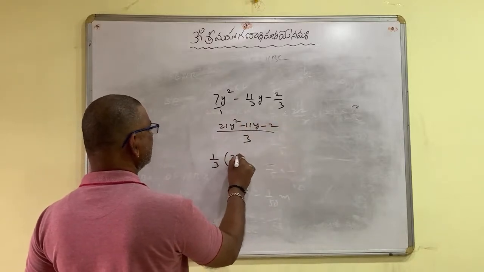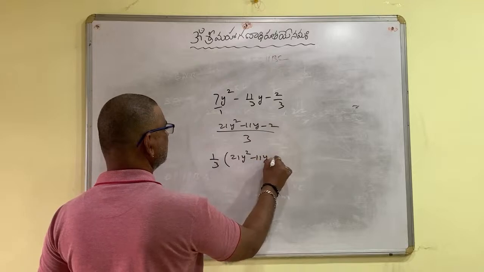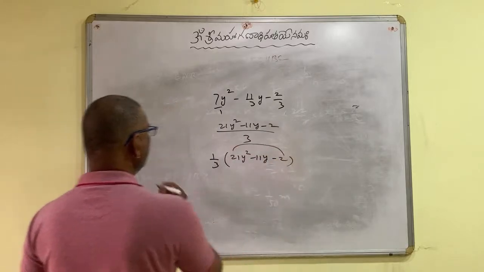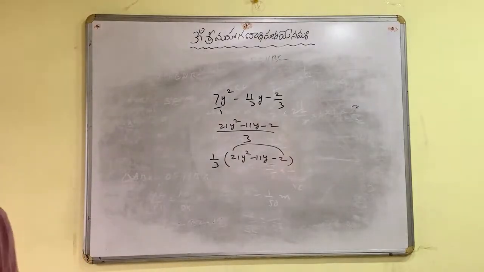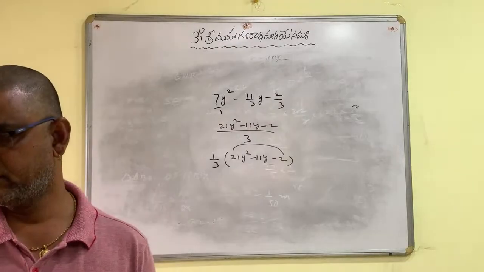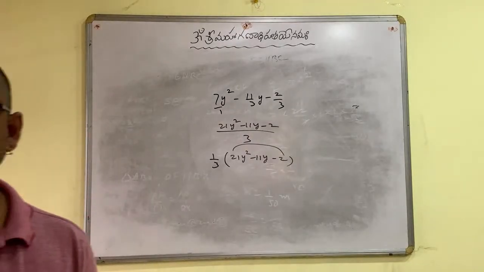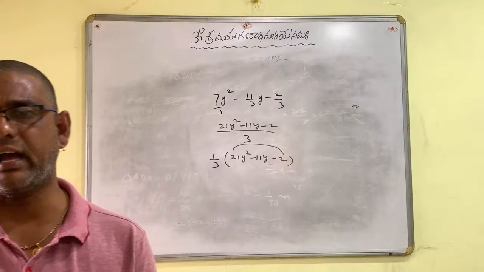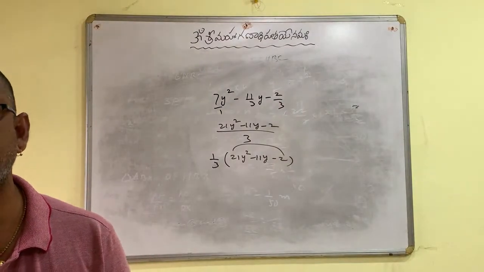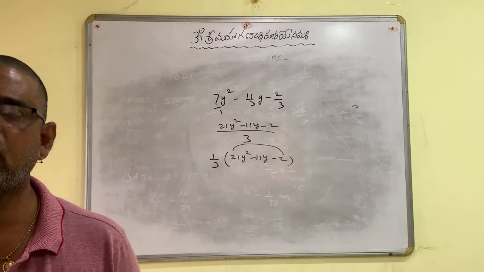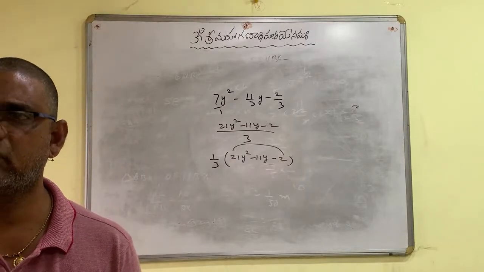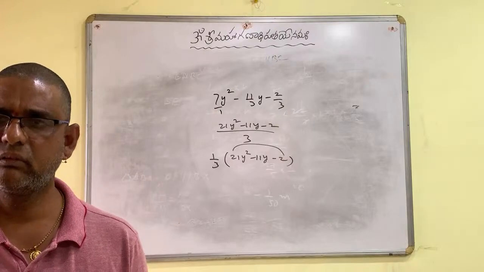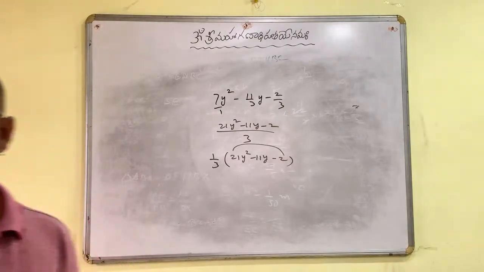Take 1/3 common. Minus 42. Multiplying should give minus 42, adding should give minus 11. What is it? 21 2s are 42, 6 7s are 42, 14 3s are 42.